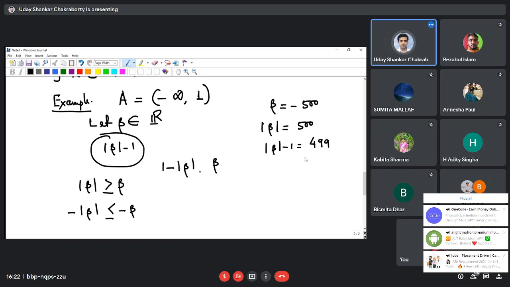Now the question is, beta may be positive also. If it is positive, mod beta is beta only, and minus of beta is definitely negative. If it is negative, then it must be inside the set. Now 1 minus mod beta has to be an element of this set, and this is definitely so. If beta is positive, 1 minus mod beta is nothing but 1 minus beta. And is 1 minus beta less than beta? If beta is positive, yes, of course.